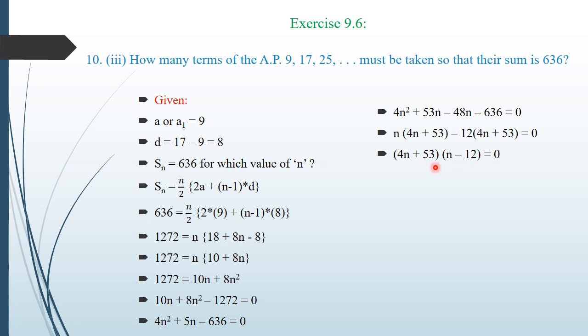Now either one of these two brackets should be equal to 0, so that their product is going to be equal to 0. So equating one by one, I'll get the answer as n equal to 12, because if I equate the other to 0 I'll get some random fraction which is not going to give me the correct answer, because n is always a whole number. Therefore we need to add 12 terms of this AP in order to get a sum of 636.